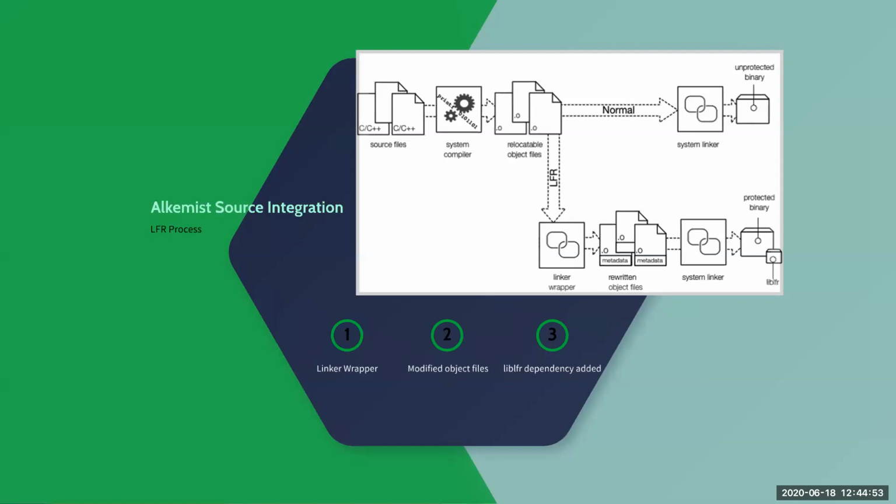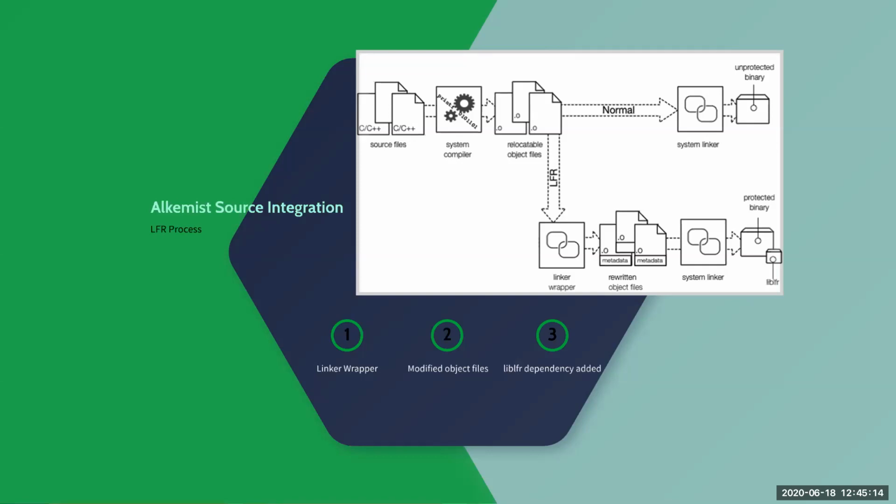An example of a generic program's normal build process is listed at the top. LFR is inserted with a wrapper on the linker, which is important because we do not require our customers to modify their build process to use different linkers or compilers. The linker wrapper then creates a copy of the object files that contain the metadata.